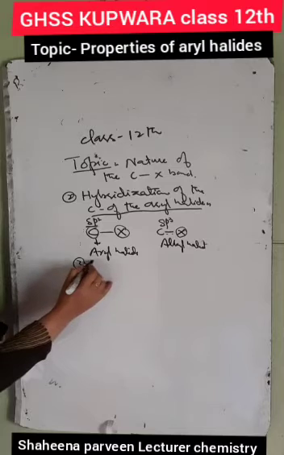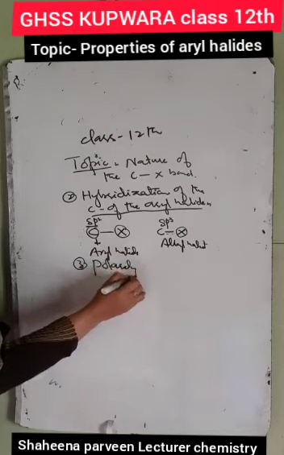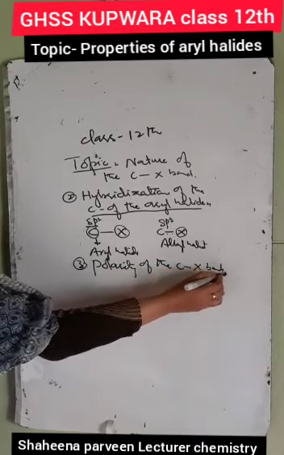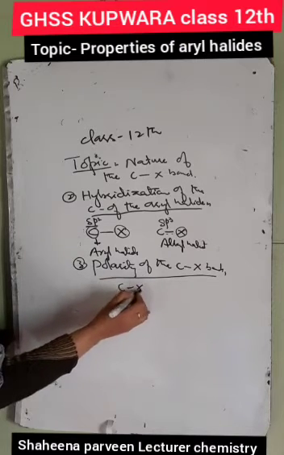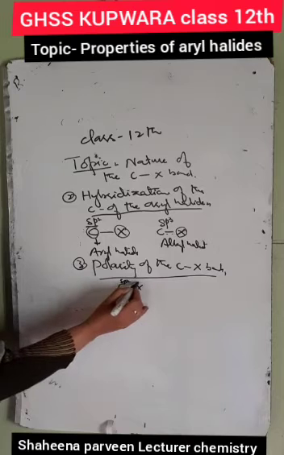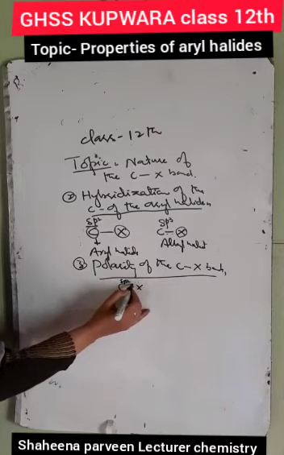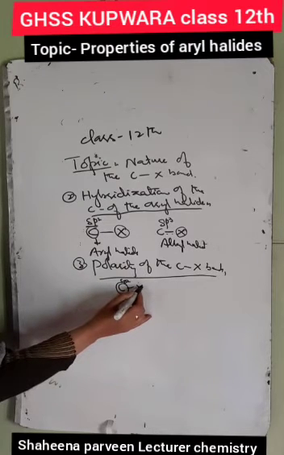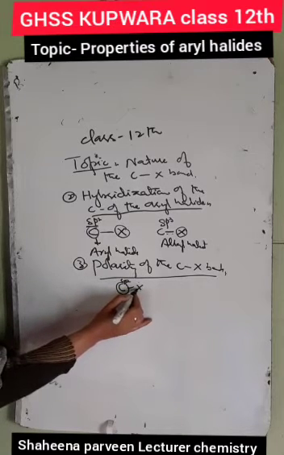Number third, that is polarity. Polarity of the C-X bond. As I just told you, the C-X bond of aryl halides is less polar as compared to the C-X bond of the alkyl halides, which also explains the low reactivity of the aryl halides. Less polar, why? Because here the carbon is sp2 hybridized and there is less electronegativity difference, and this carbon does not supply the electrons more towards the halogen atom, and hence the bond becomes less polar.